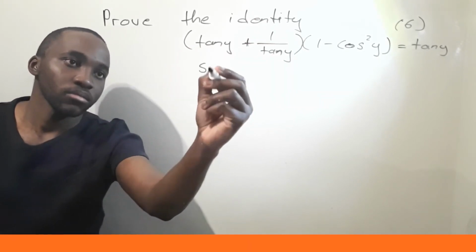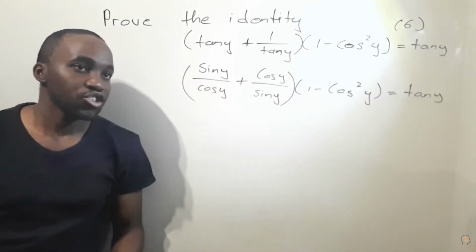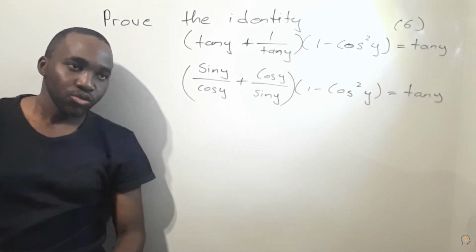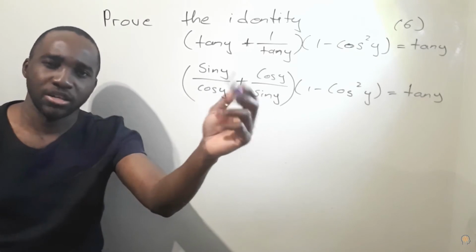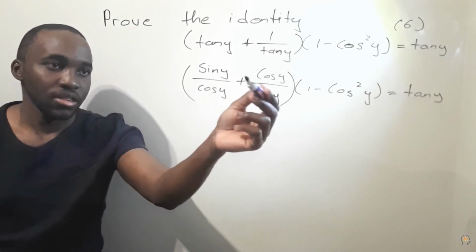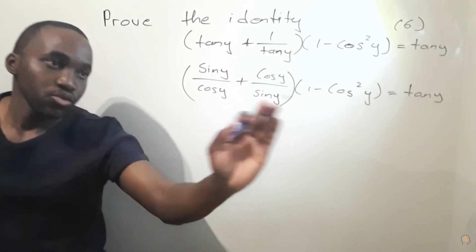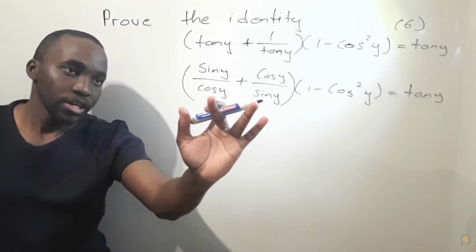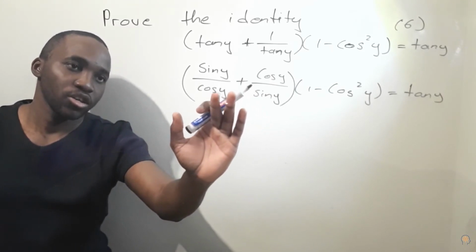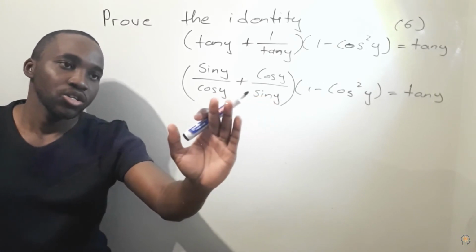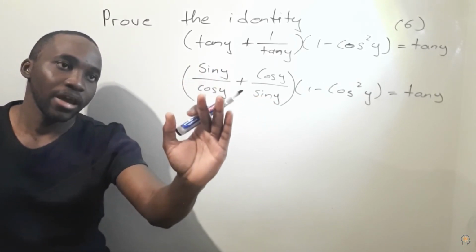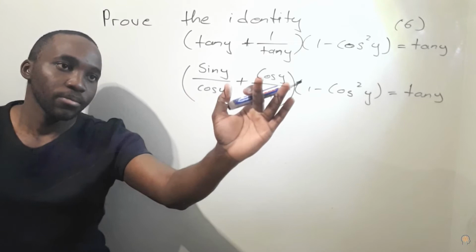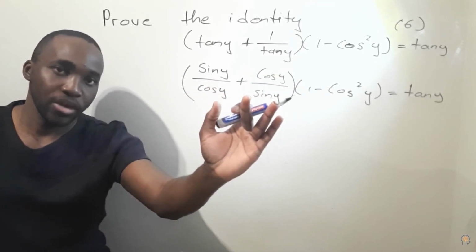So this is just sine y over cos y plus cos y over sine y. Now, you don't want to put yourself in a situation where you start cancelling things here. You can't, because these are being added together. What we can do here, though, is get an LCD or an LCM. In our case, the lowest common denominator is just cos y sine y. So here we would need to multiply by sine y at the top and sine y at the bottom. Here we would need to multiply by cos y at the top and cos y at the bottom.